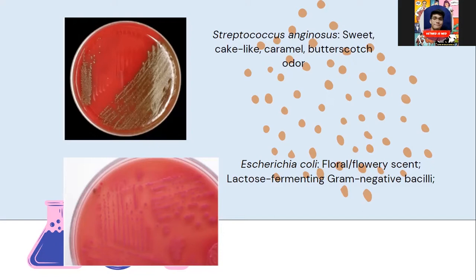Third one is the Escherichia coli. It is floral, flowery scent, lactose fermenting, gram-negative bacilli, part of the Enterobacteriaceae family, may be mucoid or non-mucoid, most common cause of UTIs, and may cause other types of infections such as wound infections or peritonitis, sepsis, and bacteremia.